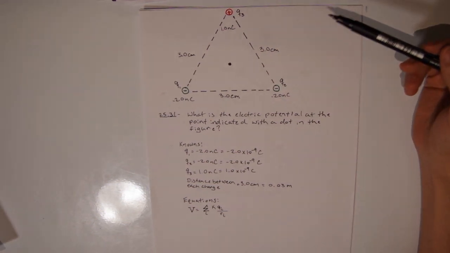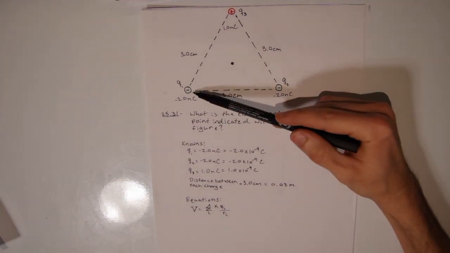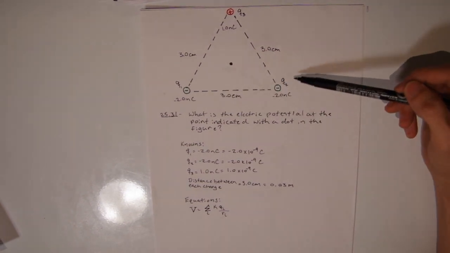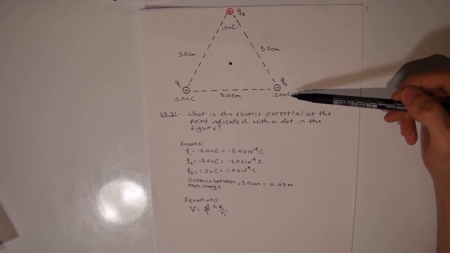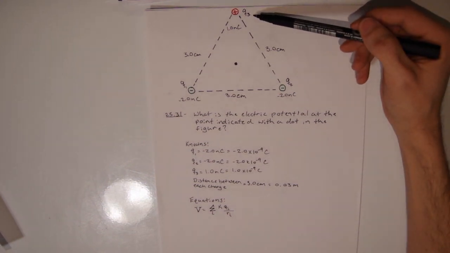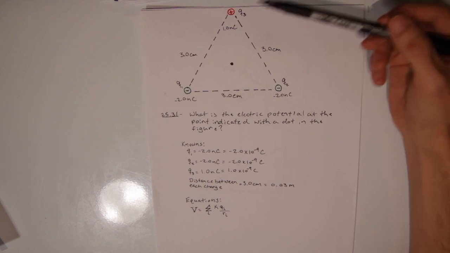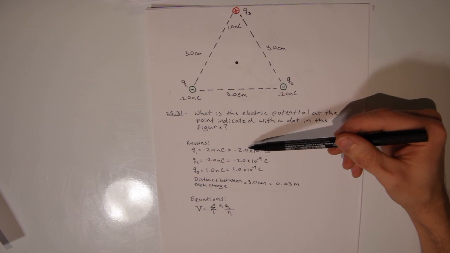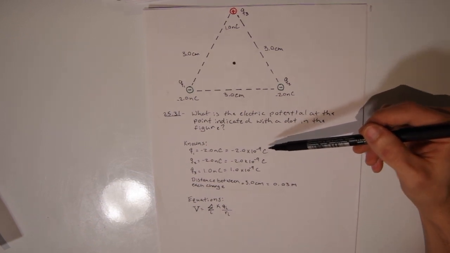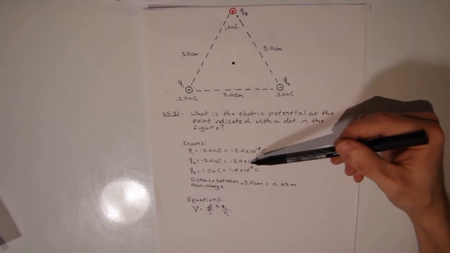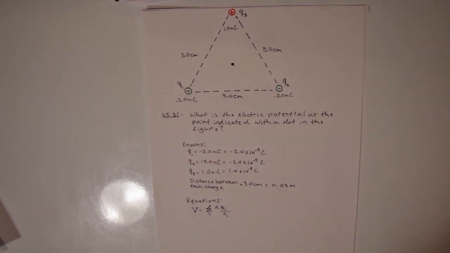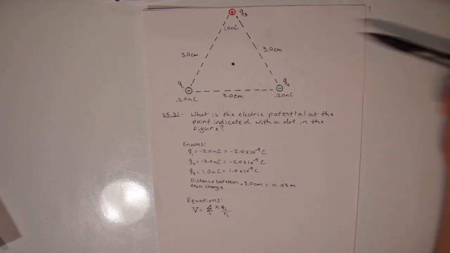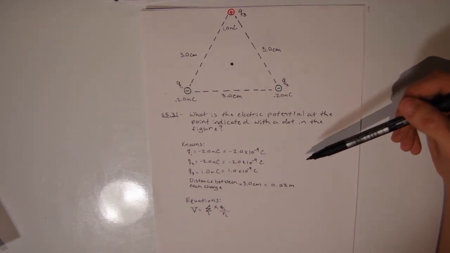Our knowns from this are Q1, the bottom left-hand charge, as negative 2.0 nanocoulombs. Q2 is negative 2.0 nanocoulombs, and Q3 at the top is 1.0 nanocoulombs. We can convert those immediately into coulombs: negative 2.0 times 10 to the negative 9 coulombs, and 1.0 times 10 to the negative 9 coulombs. We're also given the distance between each charge as 3.0 centimeters, which is 0.03 meters.